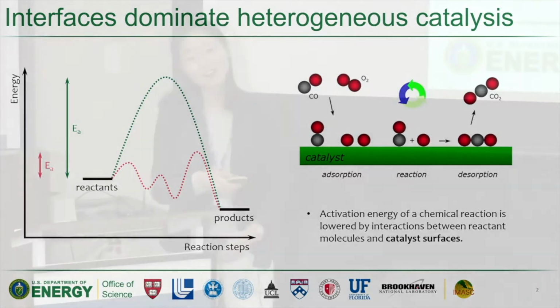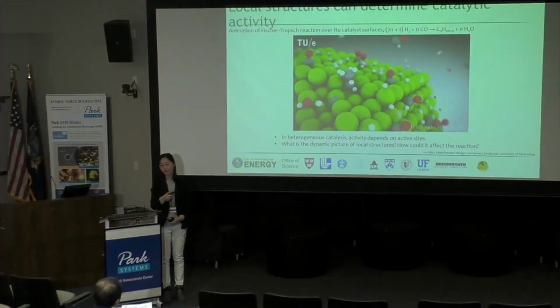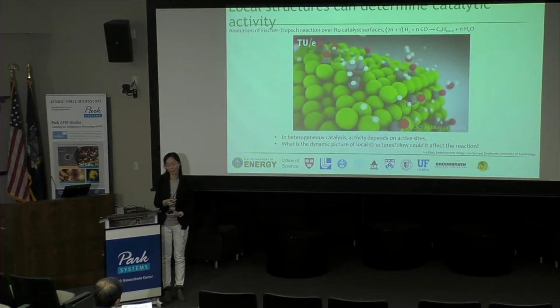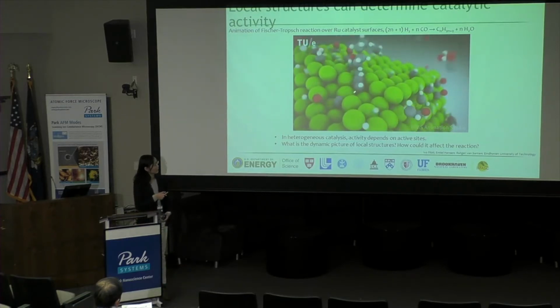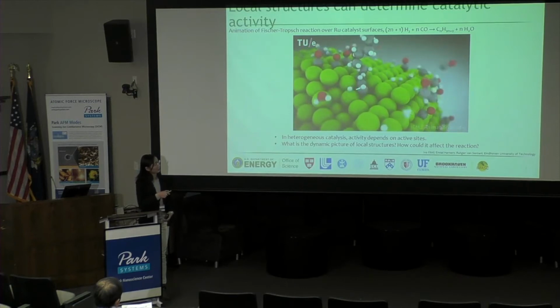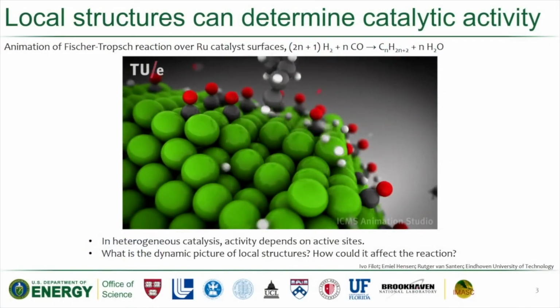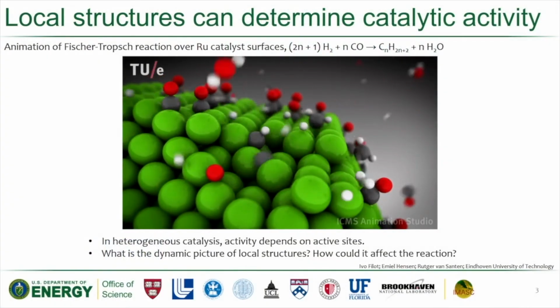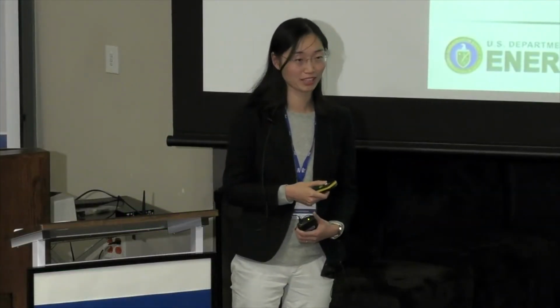In real conditions, only certain areas of the surface are active. Not all the surface areas are active. For example, here is the Fischer-Tropsch reaction. You see only the defect areas here are the active sites to form molecules. So in my research, I'm interested to see how surface structures, especially at the near-atomic level, can affect these chemical reactions.